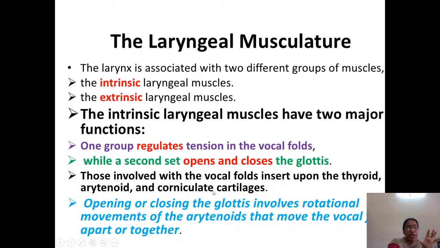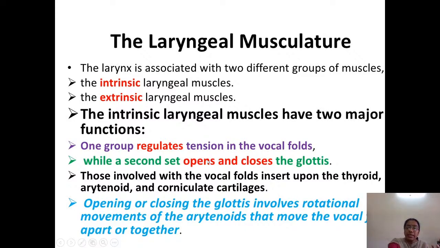When you are studying a muscle, we say, for example, the cricothyroid muscle, and there is some origin, insertion and action. So the muscles involved in the regulation of the vocal fold are all inserted either on the thyroid cartilage, the arytenoid cartilage, or the corniculate cartilages. For the opening or closing of the glottis, there is another set of muscles which aid in their opening and closing. These muscles are helpful for the rotational movements.